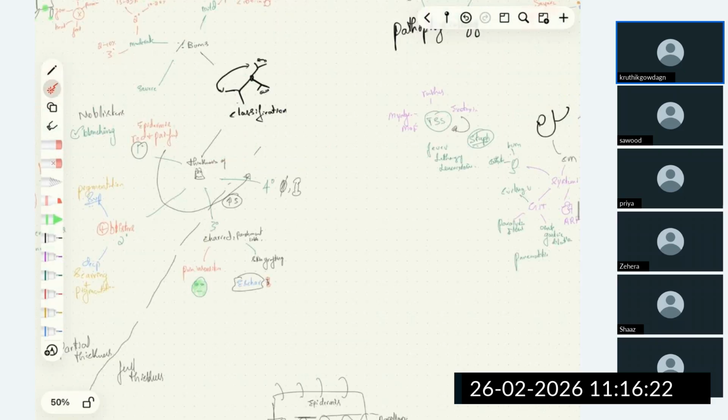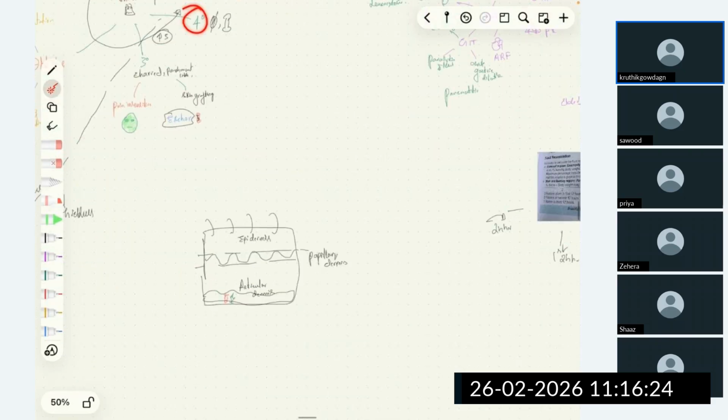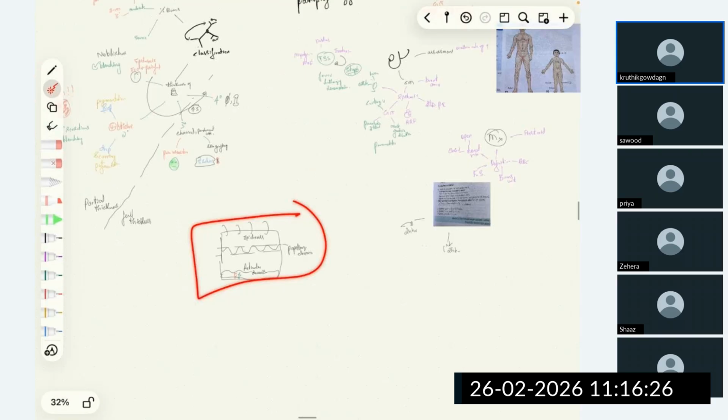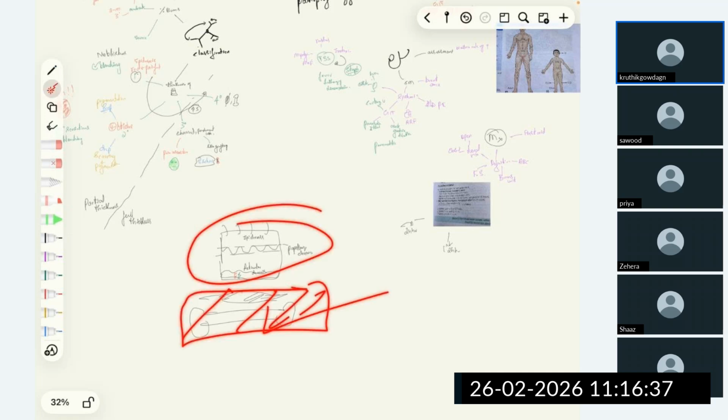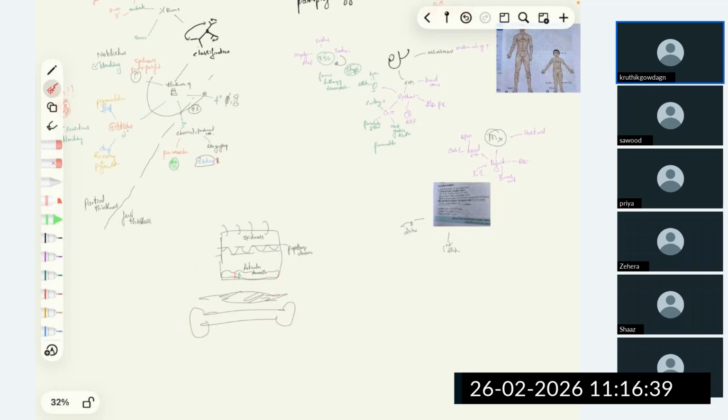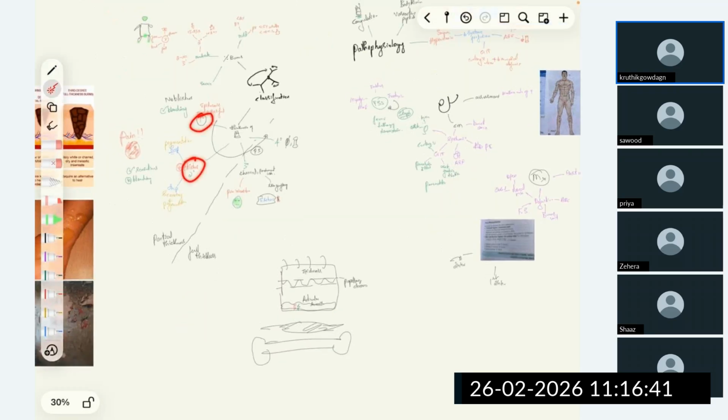Next, in fourth degree burns, we see the entire thickness of skin is involved. Now, what is left? Muscles and bones underneath are left. In fourth degree burn, the muscles and bones underneath the skin will be involved. This is about degrees of burns: first degree, second degree, third degree, fourth degree.